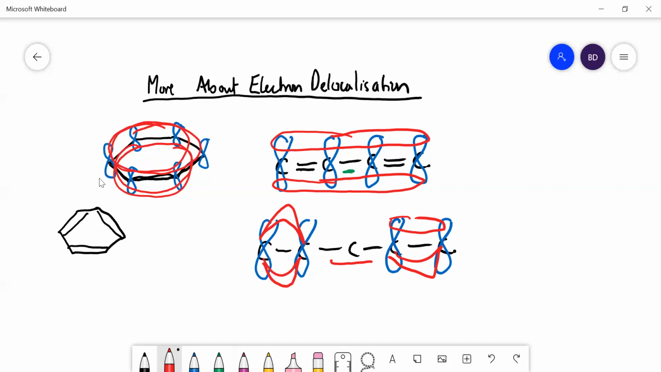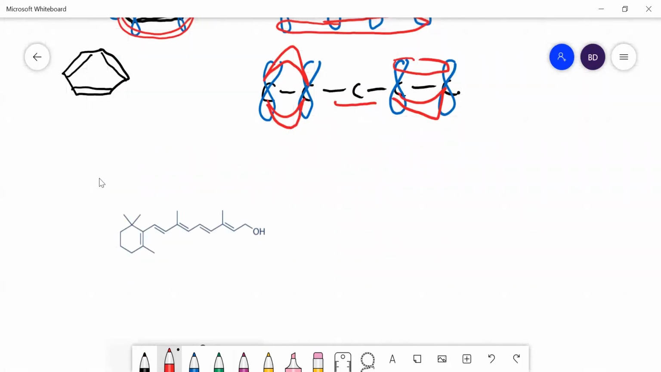Okay, so let's have a look at some other structures. And electron delocalization occurs in an awful lot of organic molecules. Now this one here, you may have seen in a much earlier video when we were talking about EZ isomerism. That is vitamin A. And you can see, where have you got unhybridized p electrons? You've got them on that one, that one, that one, that one. And so you have a massive delocalized system here, over most of the molecule.